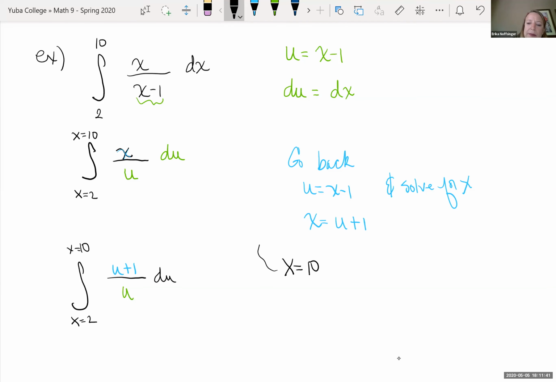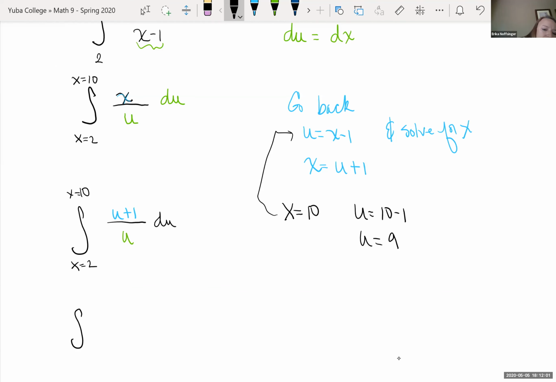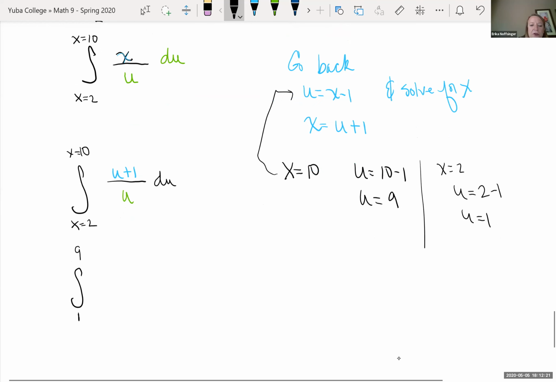We're plugging it back up into here. So when x is 10, we get u is equal to 10 minus 1, or u is going to equal 9. So our upper bound is 9. And then if we plug in 2, we get u is equal to x, which is 2 minus 1. So u would equal 1 here. So these are for u. And if you want to, we can put u equals.